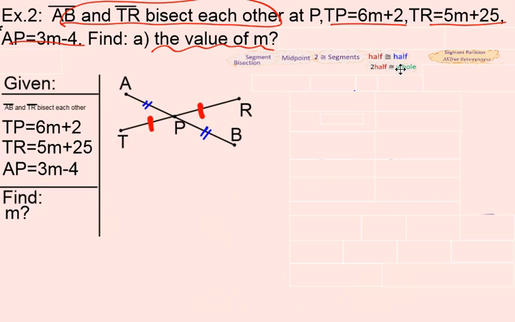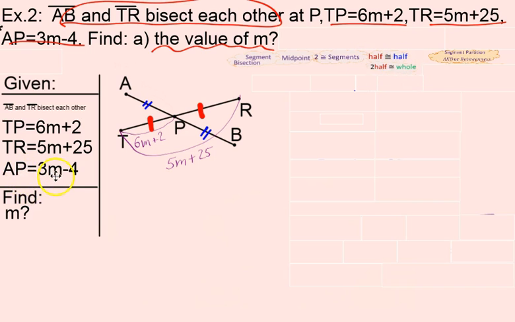So, let's label our diagram. TP and TR are both given. One of them is a half of the segment, and TR is actually the entire segment. So I already suspect that if I wanted to work with these two elements to find m, I would have to use this equation.